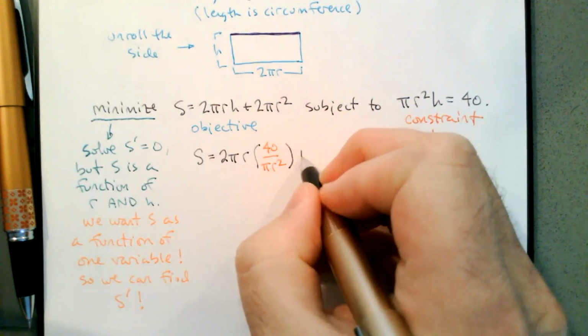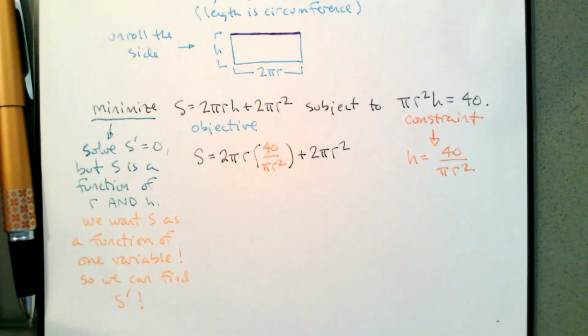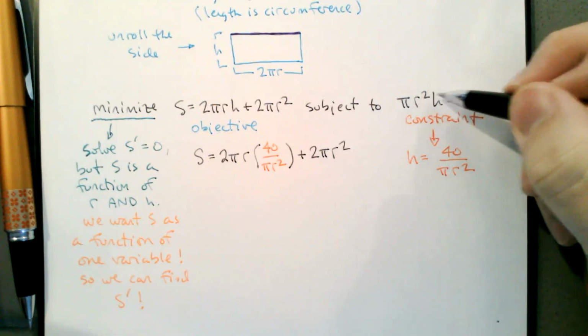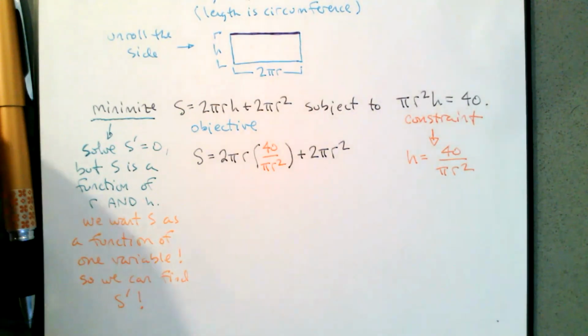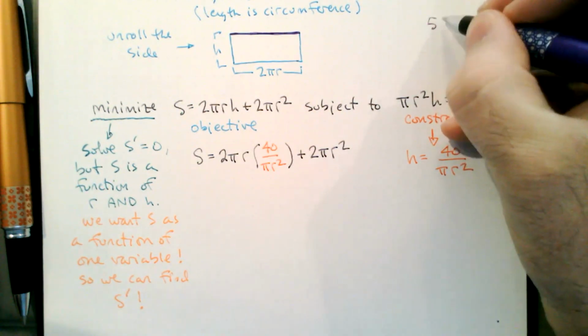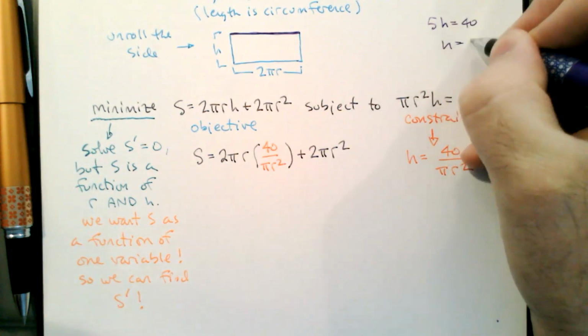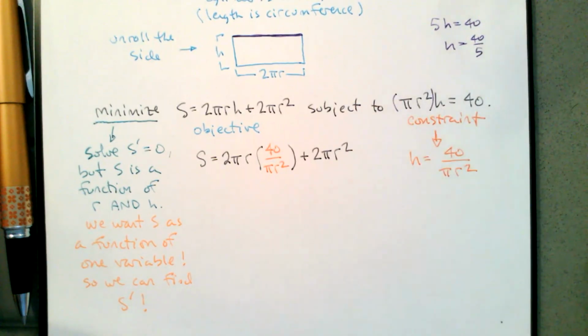Professor, can you explain the algebra behind how you got 40 over pi r squared? If pi r squared h equals 40, just divide by pi r squared. Why wouldn't you just add it? Because it's not addition or subtraction, it's multiplied. If I have 5h equals 40, then h is equal to 40 divided by 5. And that's what we have. Pi r squared is being multiplied by h, so I have to divide to get h by itself. Oh, okay.